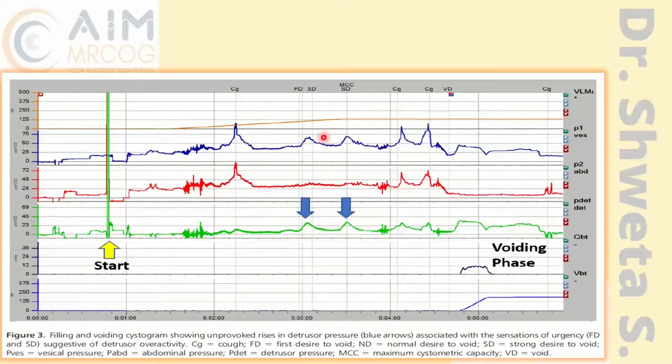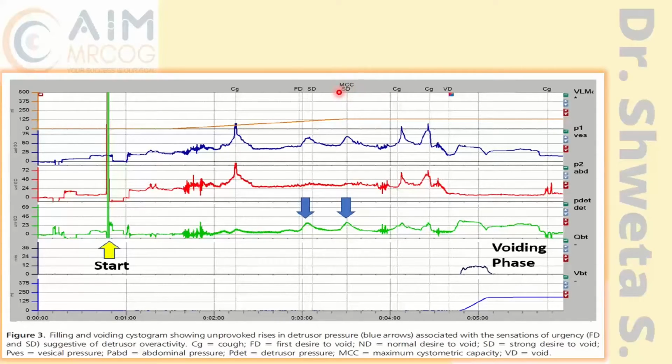Now I will ask you again, what is first desire normal? 150 to 200. Very good. What will be the maximum cystometric capacity, MCC? 400 to 600. 500 will be the average. You are correct, my dear. But if they give you 400, you will take it as normal. You will not take it as abnormal. So 400 to 600 is normal.